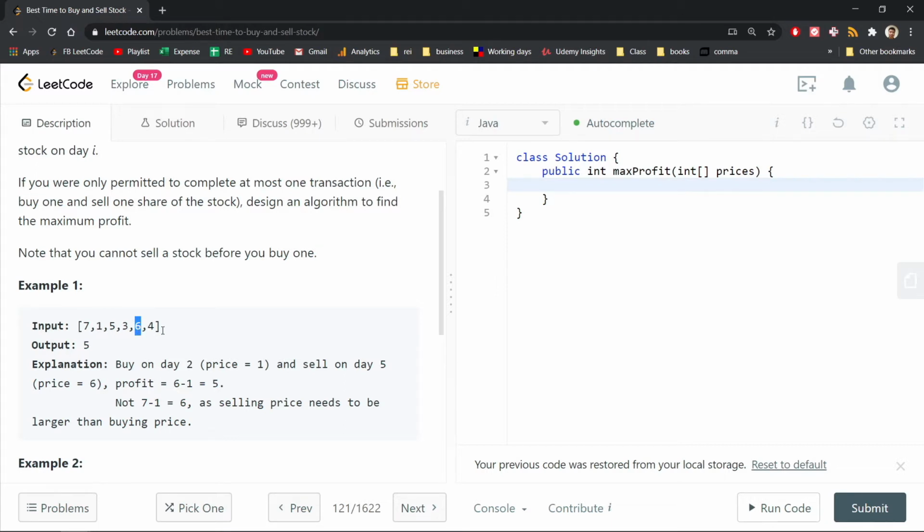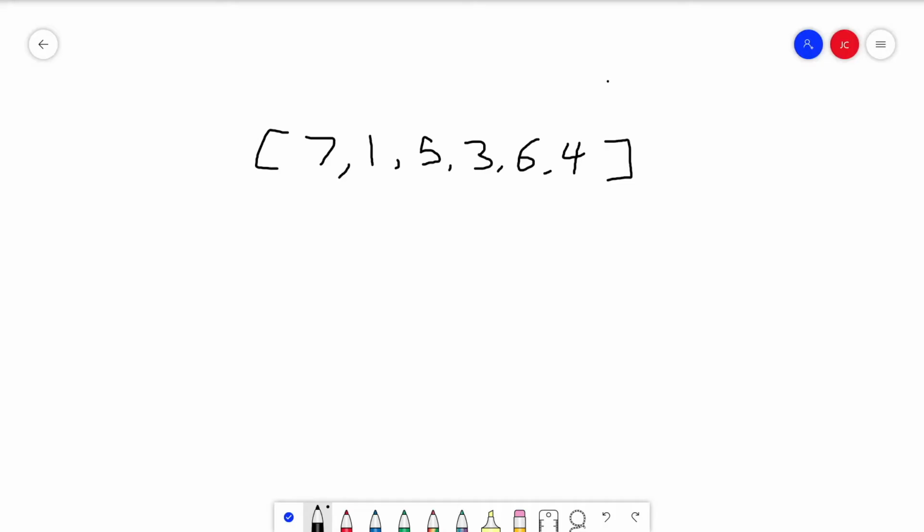So if you look at our example one, given our array input 7, 1, 5, 3, 6, 4, we want to create an algorithm that would give us 5, which is the maximum profit we can make from buying a stock and then selling it. Specifically, if we were to buy a stock on day 2, where it is $1, and then sell it on day 5, where it is $6. And now onto the whiteboard.